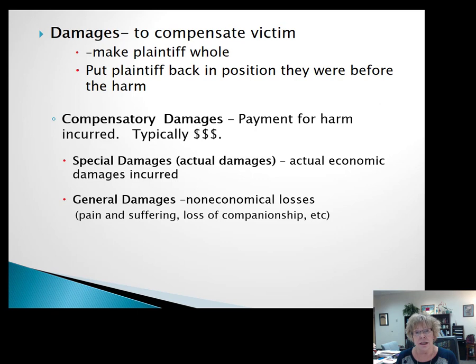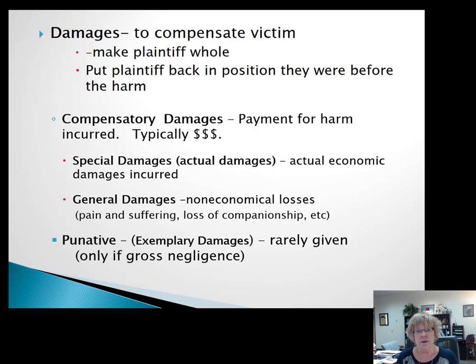It can include emotional pain that I suffered, or loss of companionship in a wrongful death action. You're suing because the person had caused an accident and your spouse was in that car and they were killed. You would be suing for wrongful death, because you're going to spend the rest of your life without that individual.